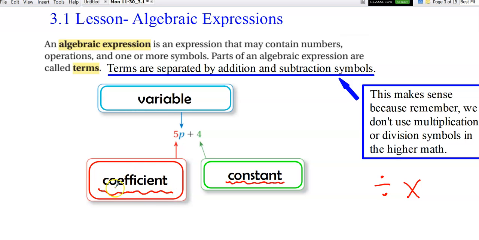And if you know your prefixes in English, co means with. So you can think about it as the number that's with a variable. A constant, con, means not. So you can think of the constant as the number without a variable. So a number with the variable is a coefficient, and a number without a variable is a constant. So that's just an introduction to the names that we give parts of expressions.